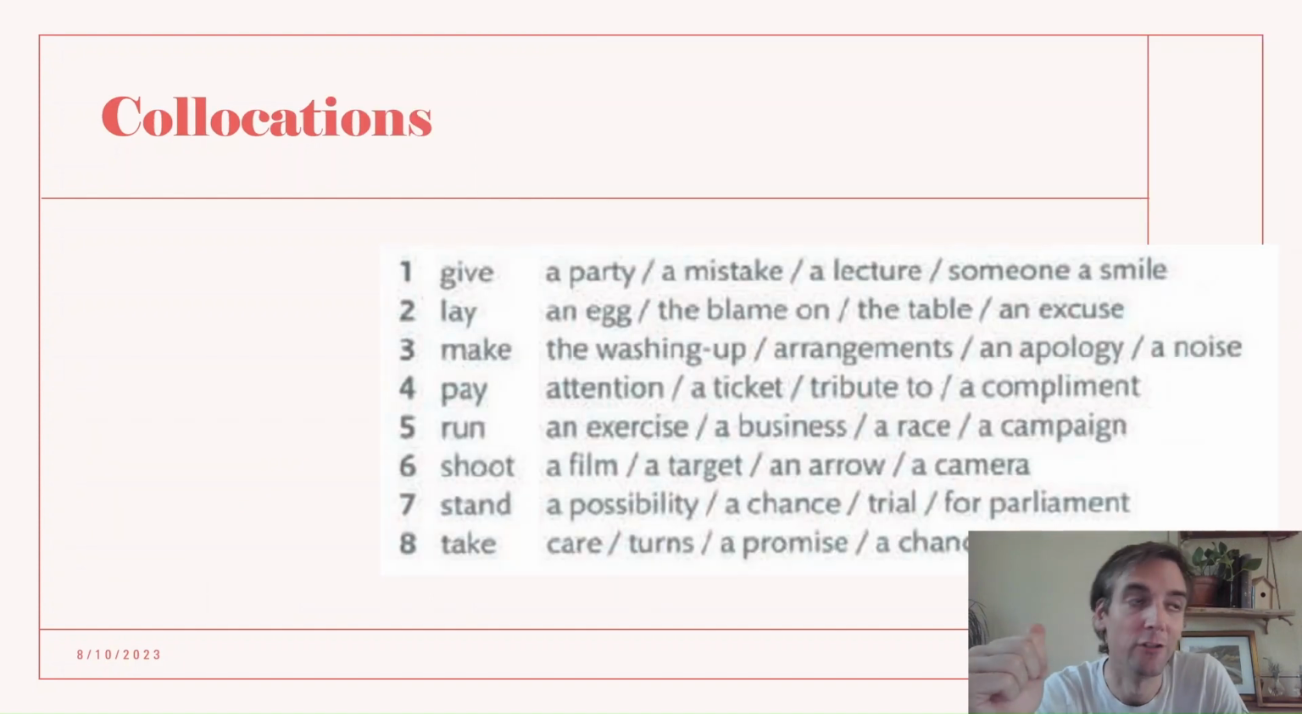Part 2 of part 1, collocations. What words typically go together? You can find lots of exercises like this. You can find common collocations in English. This is a great one because what you need to do in this exercise is find the odd one out. The one that doesn't go with, in number 1, give.